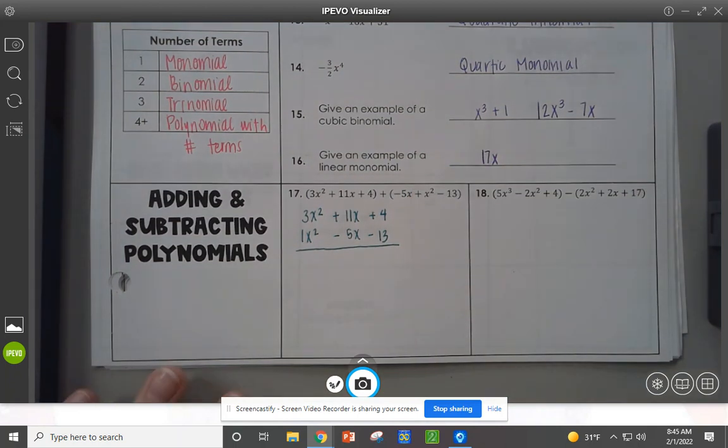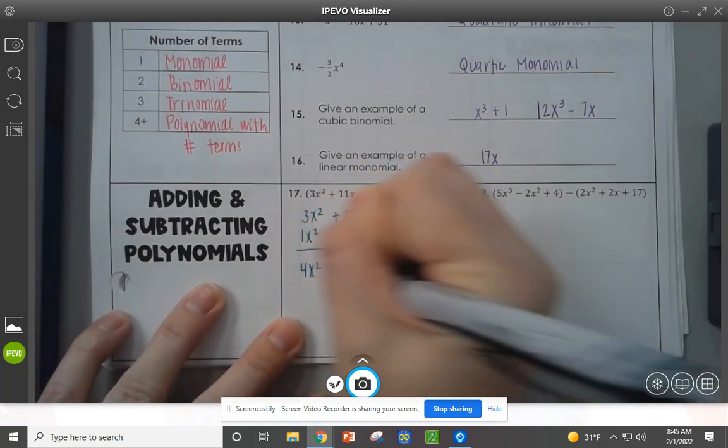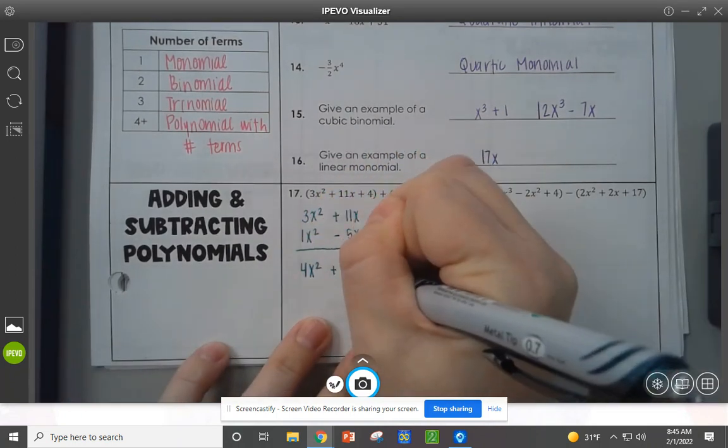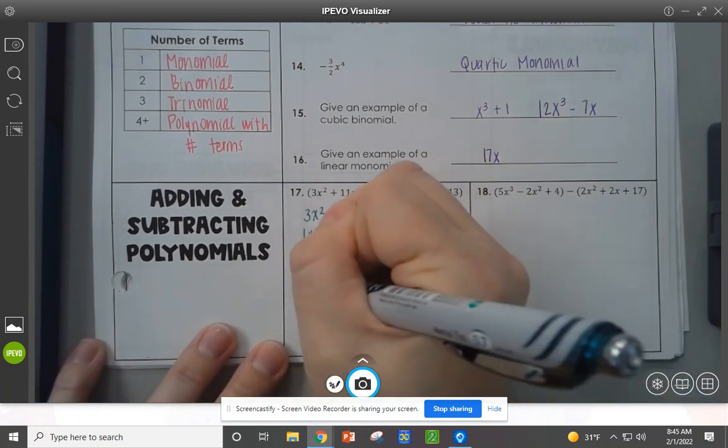And then we just add straight down. So this would be 4x squared plus 6x minus 9.